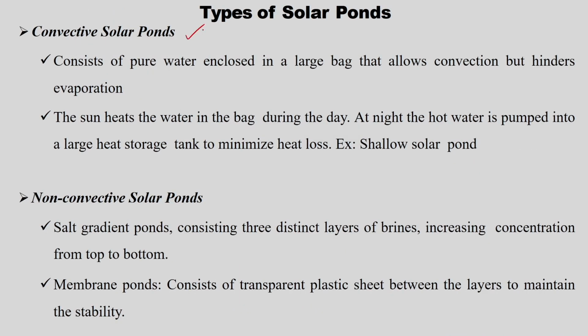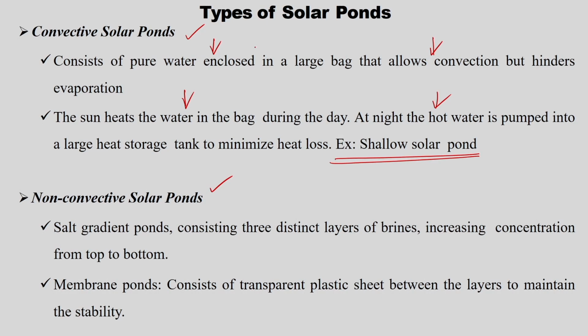So, types of solar pond: convective solar pond and non-convective solar pond. Convective solar pond, we do not make any special effort. Here it consists of pure water enclosed in a large bag that allows the convection but hinders the evaporation. The sun heats the water in the bag during a day. At night, hot water is pumped into a large heat storage tank to minimize the heat loss. So, this example is a shallow solar pond.